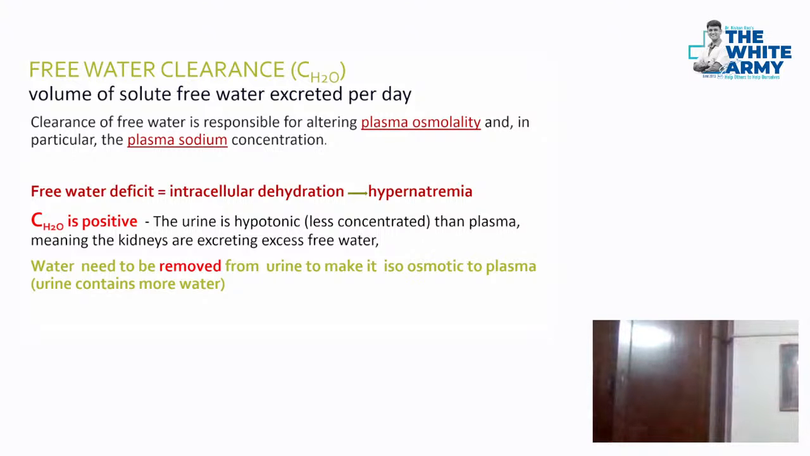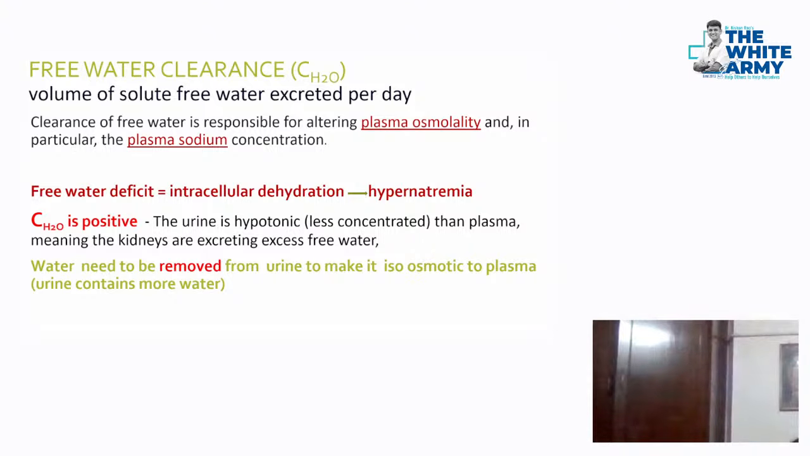Free water clearance is the volume of urine that is not containing any solute. Earlier we said urine has two components: the osmolar part, which contains solutes, and the free water, which does not contain any solute. This clearance is responsible for maintaining the plasma osmolarity normal and the plasma sodium normal. When you say somebody has a free water deficit in the plasma, it means there is an intracellular dehydration which contributes to hypernatremia.